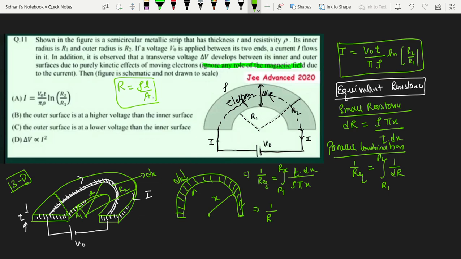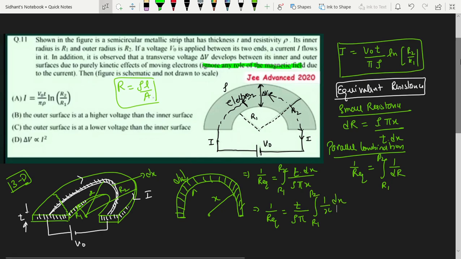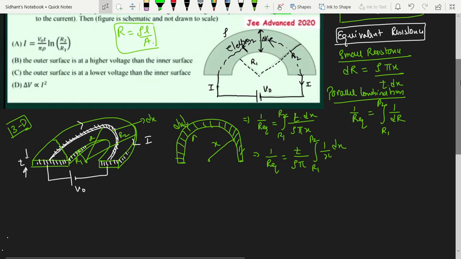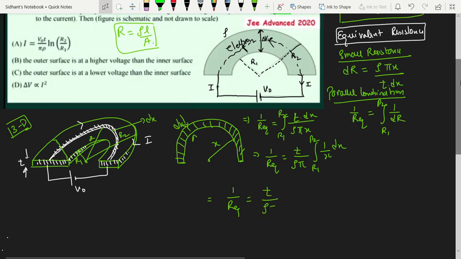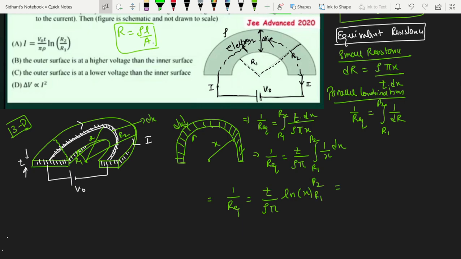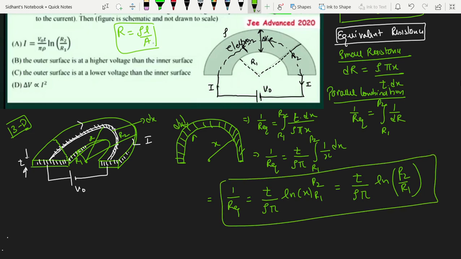So 1 upon R equivalent will be equal to how much? Just take out the constant. The constant will be t upon rho pi. So from R1 to R2 you integrate 1 upon x dx, and this integration is very easy. When you integrate this, 1 upon R equivalent will be equal to t upon rho pi times natural log of x from R1 to R2. Just solve it. This will be t upon rho pi natural log of R2 divided by R1. This is the value of 1 upon R equivalent.